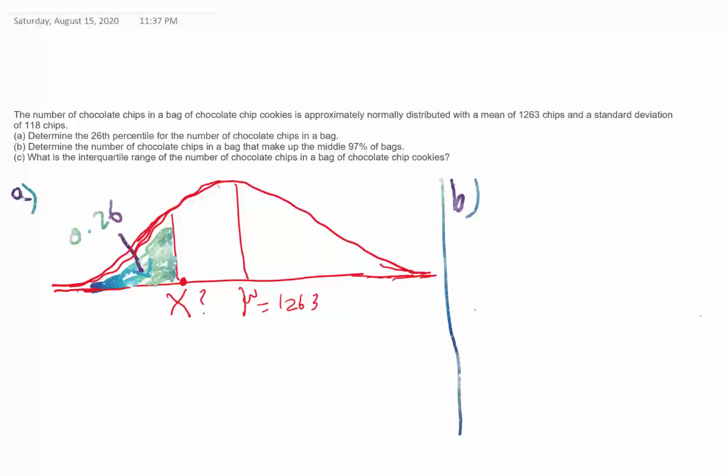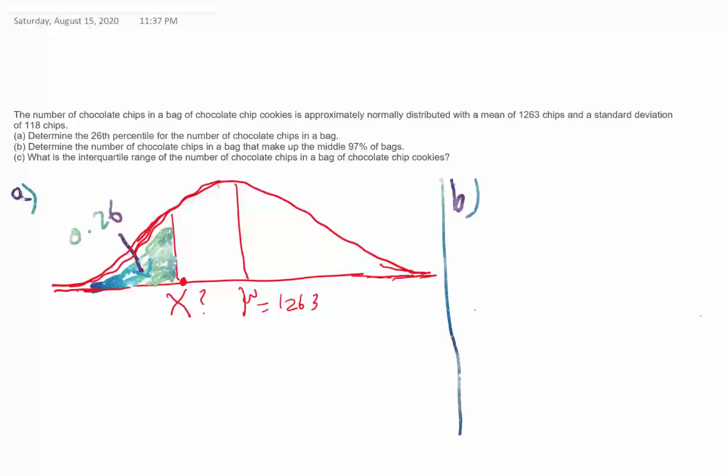The number of chocolate chips in a bag of chocolate chip cookies is approximately normally distributed with a mean of 1,263 chips and a standard deviation of 118. So we have the mean and the standard deviation. Determine the 26th percentile for the number of chocolate chips in a bag. He's asking us what would be the number of chocolate chips that would place them in the 26th percentile.